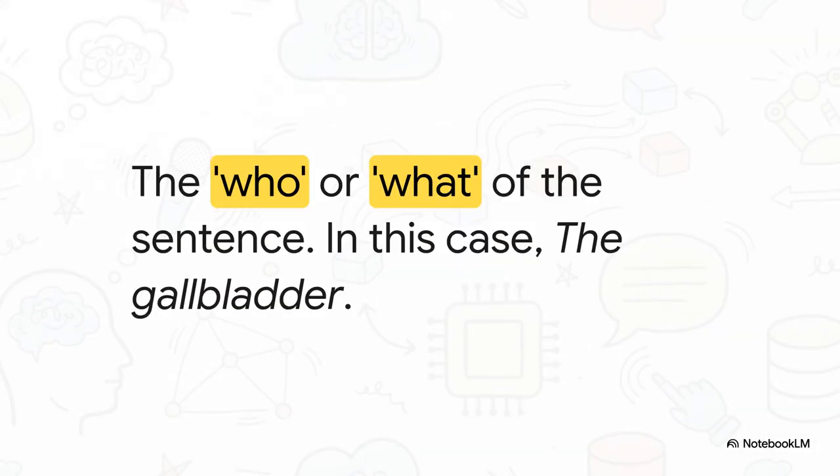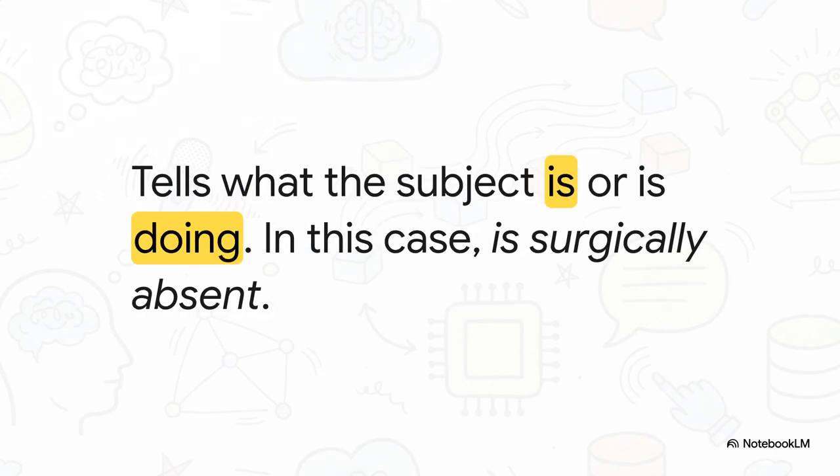So the first thing the computer does is spot the main subject. In this case, it's the gallbladder. Linguists call this the noun phrase. It's the who or the what that the entire sentence is about. Easy enough.